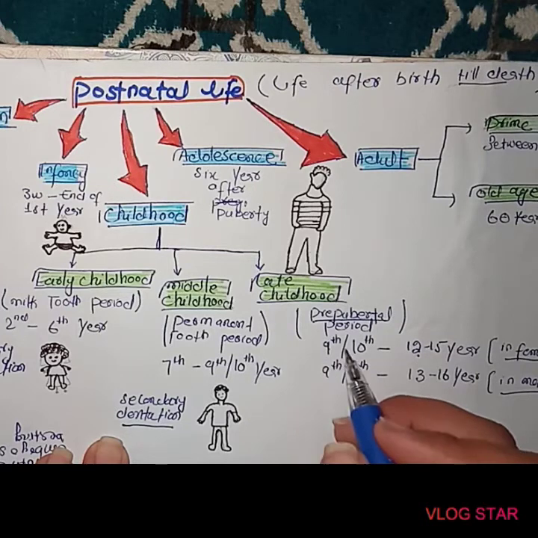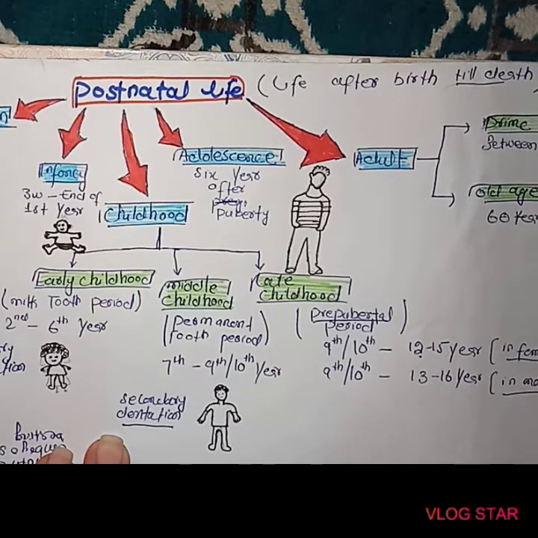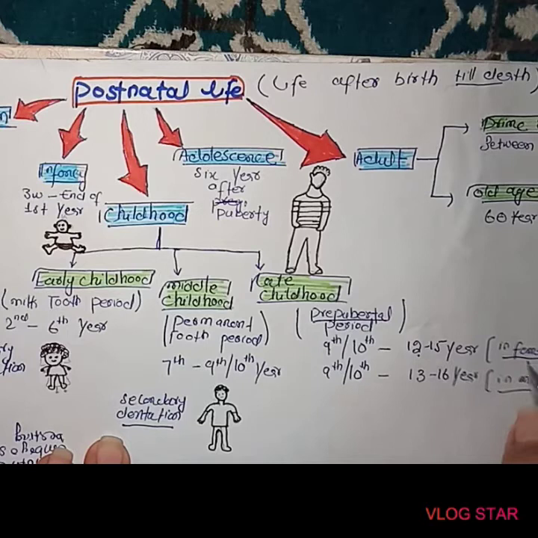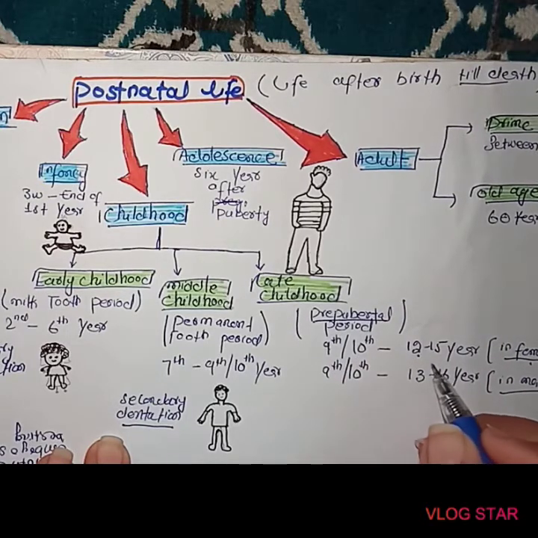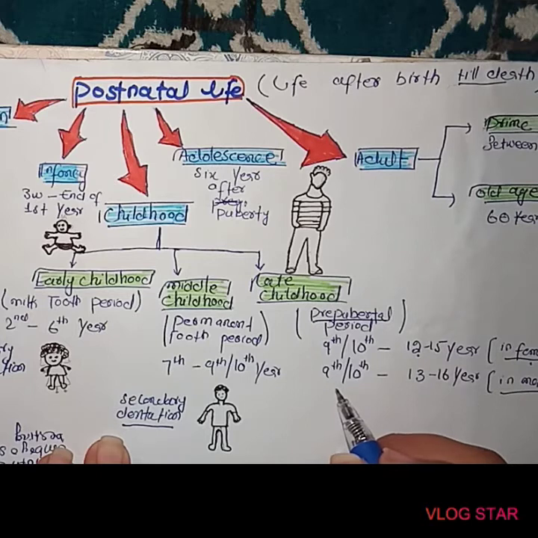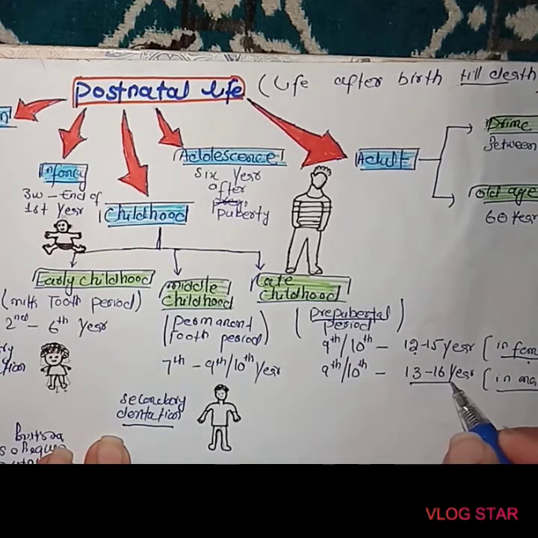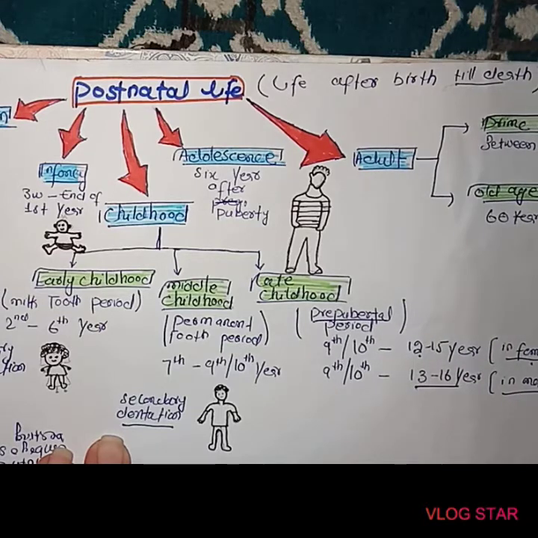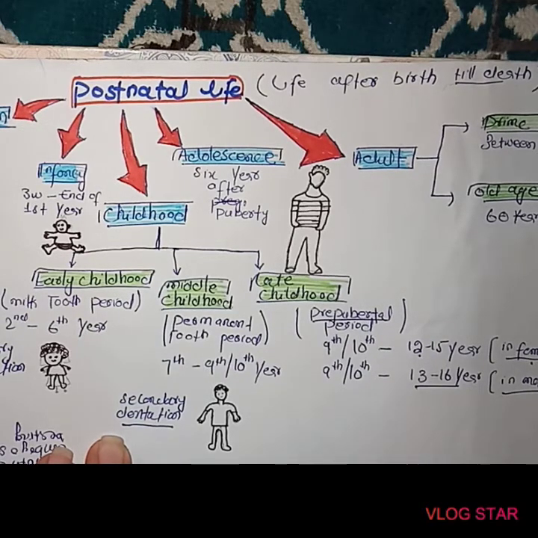And late childhood is the pre-pubertal period, the period that occurs before puberty, before the secondary sexual characteristics develop. In females it starts from the 9th or 10th year up to the 12th or 15th year of life. In males it may be 13 to 16 years of life. It depends upon the individual's own hormonal changes, which occur in the 12th year, or 13th year, or 15th year. It depends upon the individual.